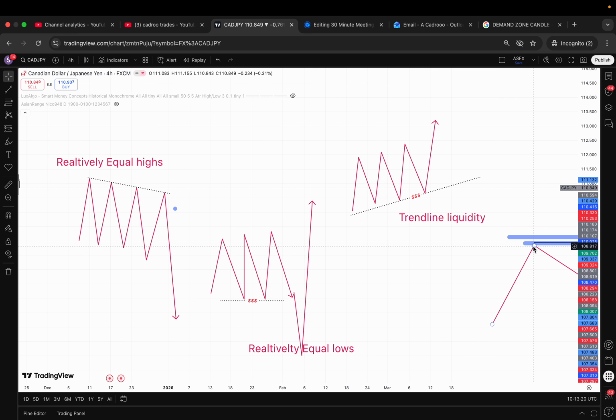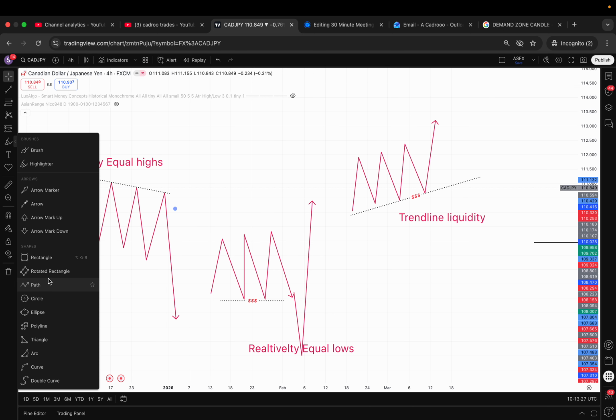So the next form of liquidity I want to explain to you guys is structural liquidity. It is what?